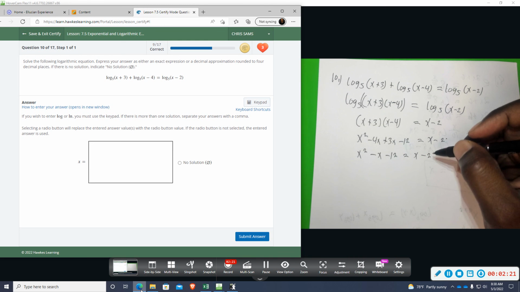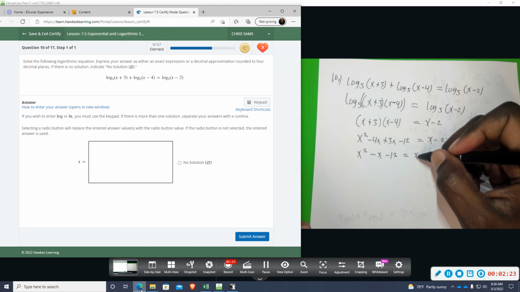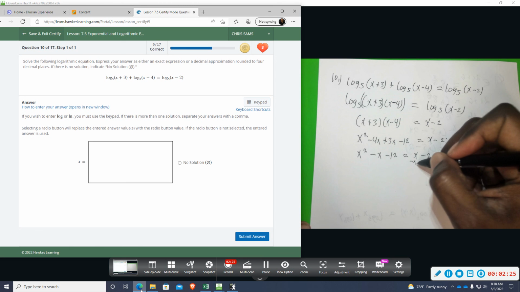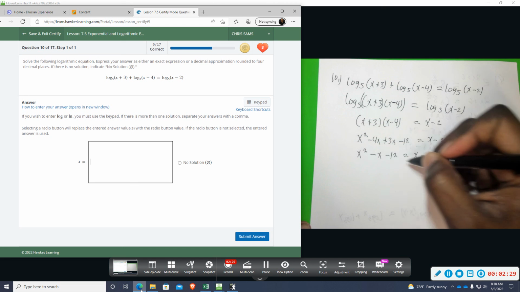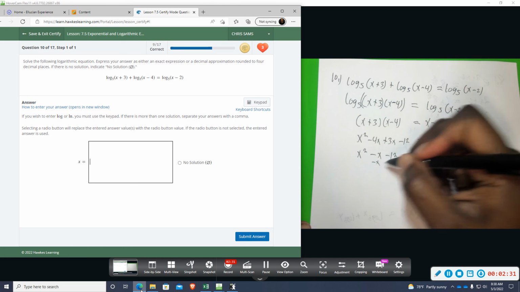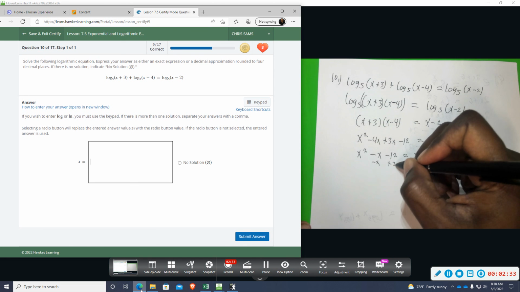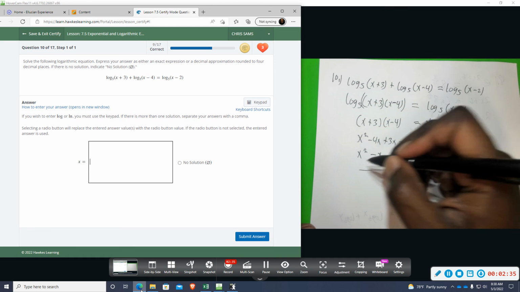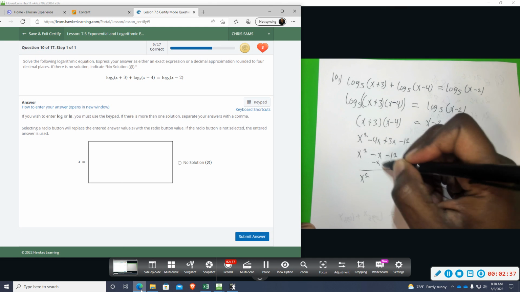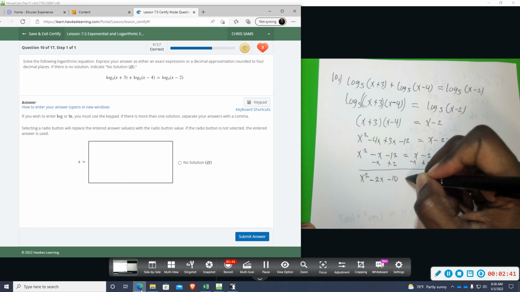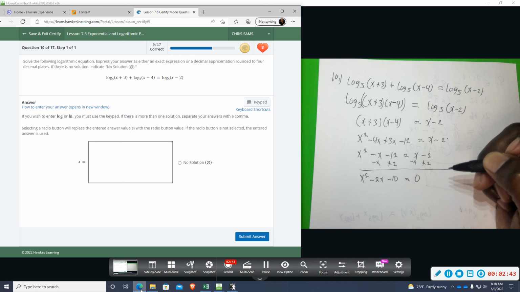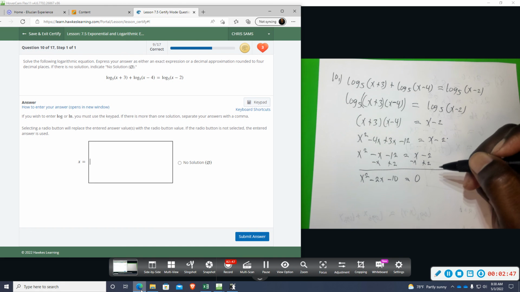Then we can subtract x and add 2, because this looks like a quadratic. So we're going to move both of these terms over. I'm going to subtract x here and add the 2 here. Bring down x squared, negative 2x, negative 10 equals 0. And then from this point, we're going to factor the quadratic.